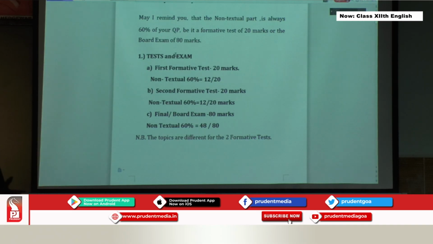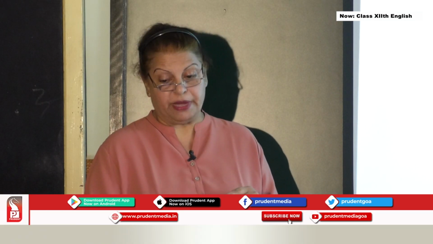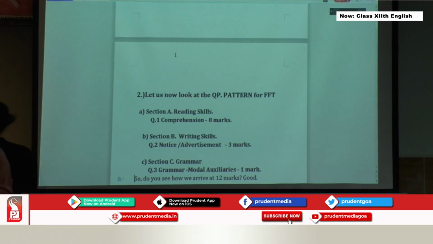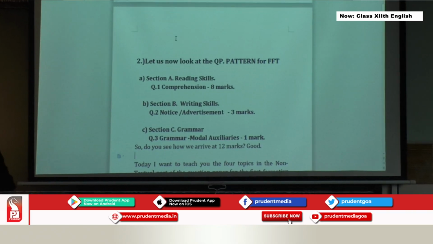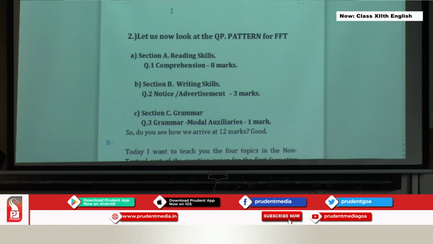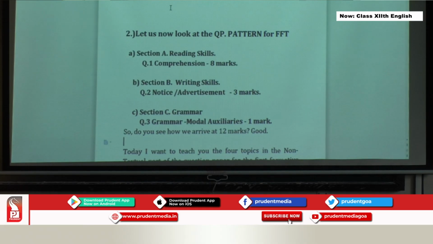Of course, the topics for the non-textual syllabus are different for the two formative tests. For the board exam, all are included. Let us now look at the question paper for the first formative test. Of course, as I told you in the beginning, we will look only at the non-textual syllabus. To start with, we have section A, reading skills, question 1, comprehension, 8 marks. Same as the board paper.